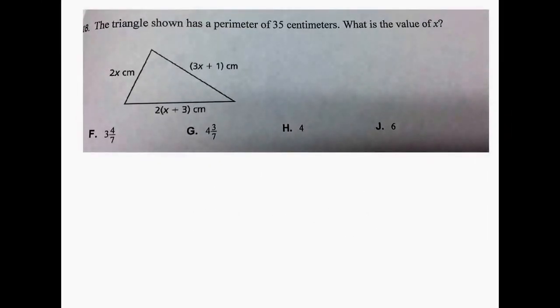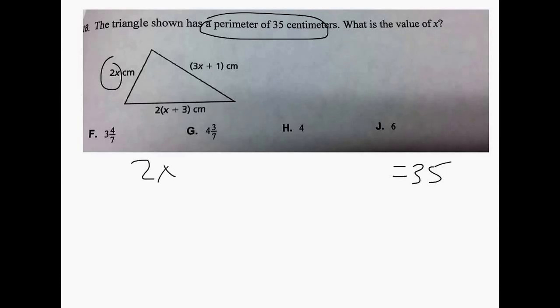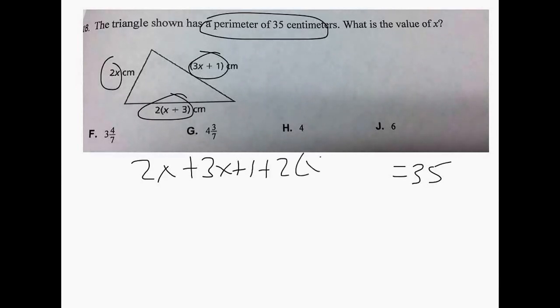Right. This was a question off of our previous test, and we worked it on the board when we did our test review, but I want to talk to you guys about it again. If we have a perimeter of 35, that means that everything added up is going to equal 35. So we're going to take all the parts, 2x plus 3x plus 1, and then this is a distributive property, so we're going to bring it down also. Alright, and we're going to solve for x, because we're asking for what is the value of x.